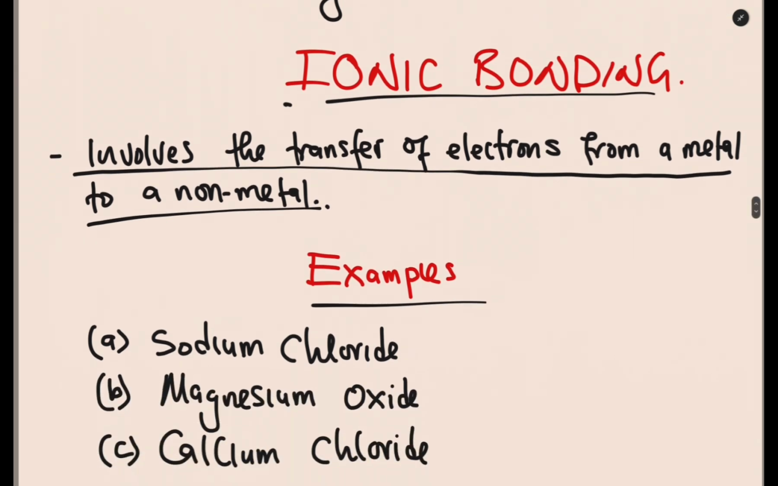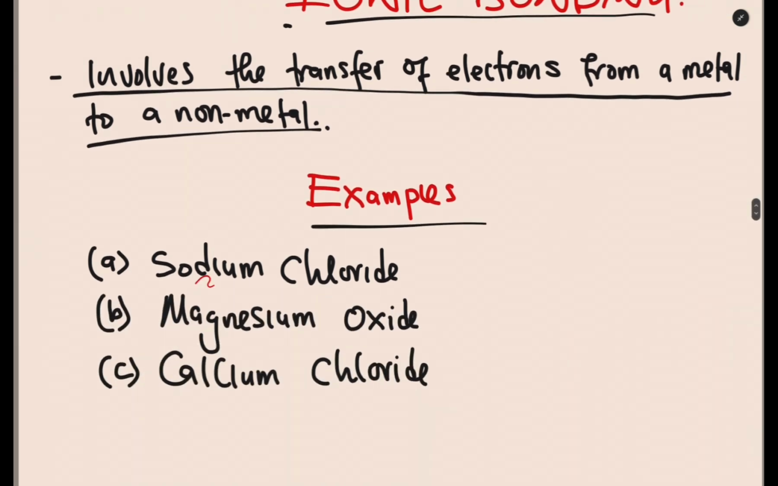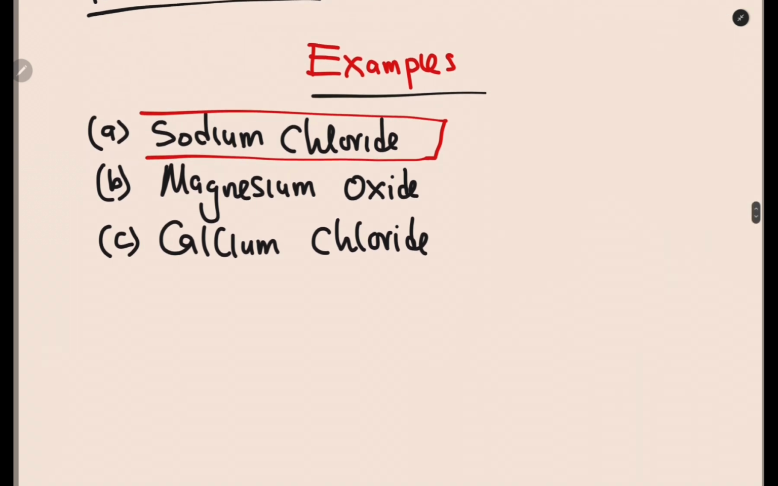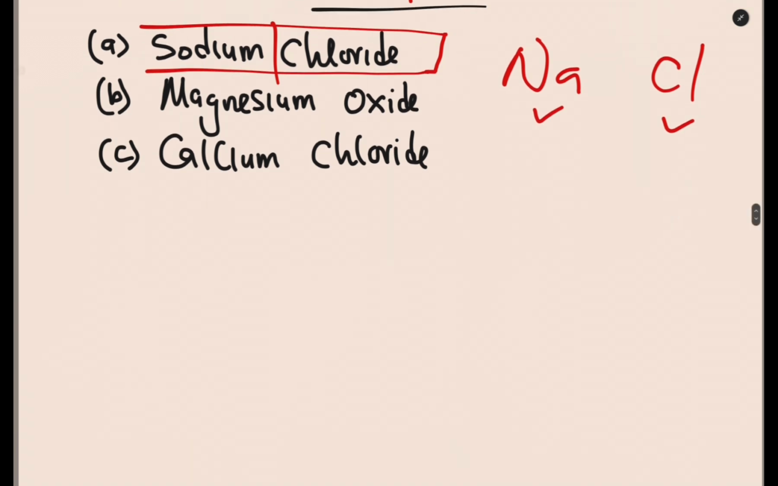All right, let us look at an example. I've given here the example of an ionic compound, and we are going to look at how it is formed. Ionic compounds: we have sodium chloride, magnesium oxide, and calcium chloride. How do these form? In sodium chloride, we have sodium and chlorine. Sodium is a metal, chlorine is a non-metal. So now, how does an ionic bond form? That is the question we are answering.